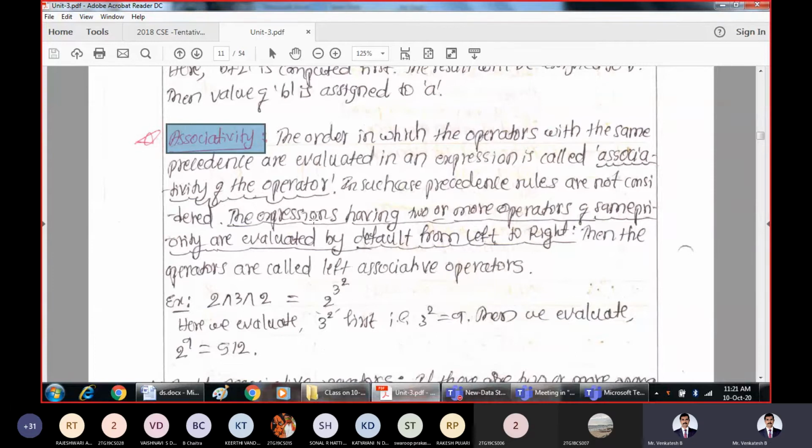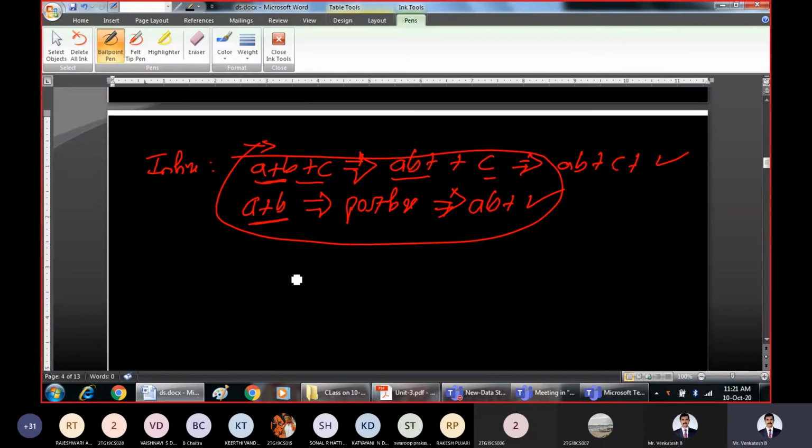There are some operators in C which must be evaluated from left to right. Say for example, 2 plus 3 plus 4. Both have the same priority, the same precedence, so you can add in any way, the sum will be 9.